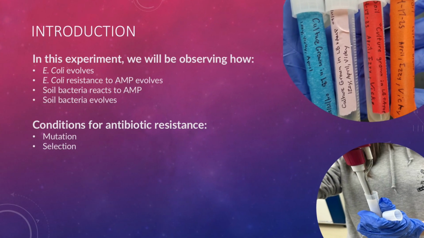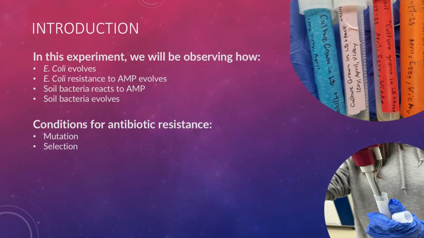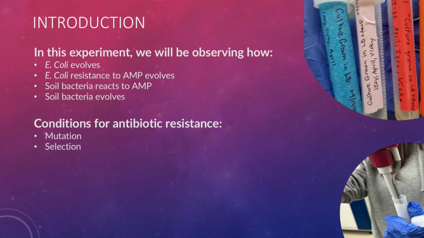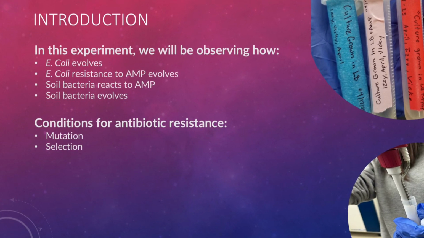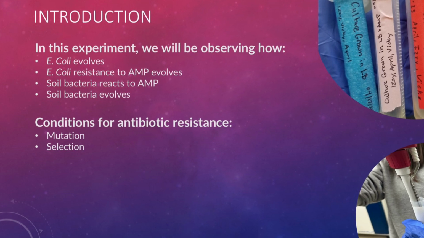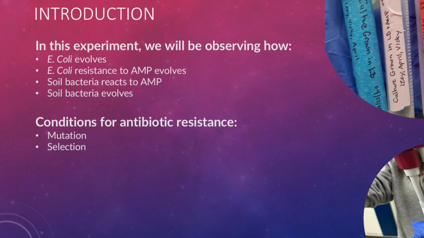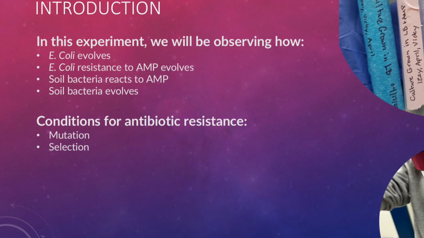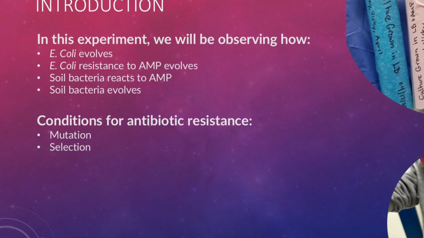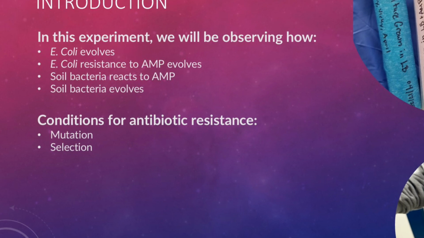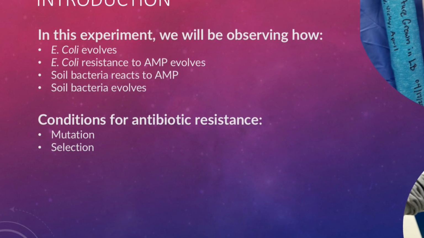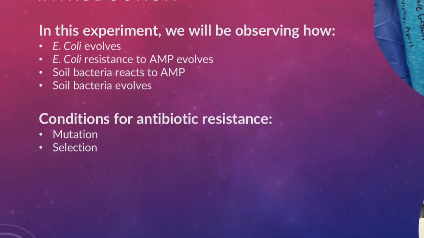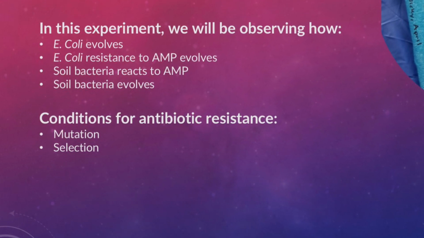In this experiment, we will be observing how E. coli evolves, how E. coli resistance to ampicillin evolves, how soil bacteria react to ampicillin, and how soil bacteria evolve in general. Doing so involves growing E. coli and soil bacteria in different test tubes, two test tubes containing E. coli bacteria, one growing in LB only, while the other consists of LB and AMP. The same is for the soil bacteria, one in LB only, the other in LB and AMP.